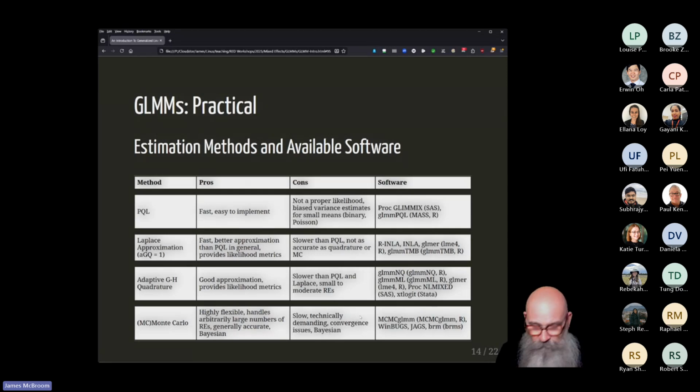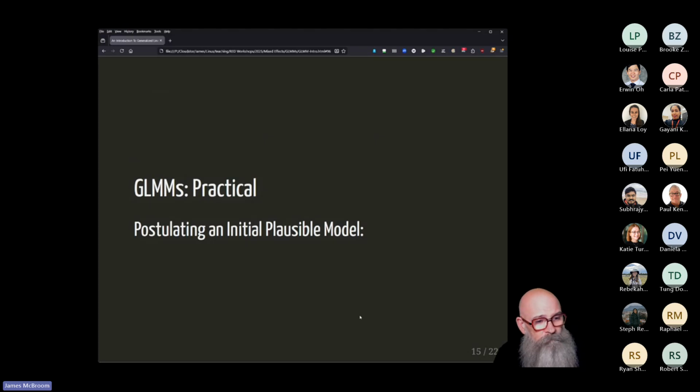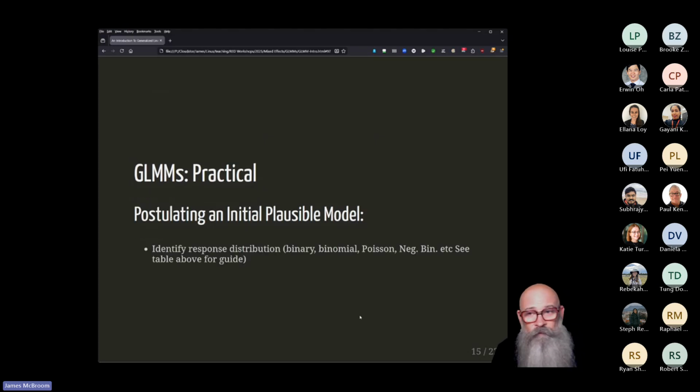So, all right, postulating an initial plausible model. How do we go about it when we're confronted with this potentially complicated sort of data? How do we go about figuring out what initial model might be plausible for us to fit to the software? The first thing you need to do is identify the response distribution.